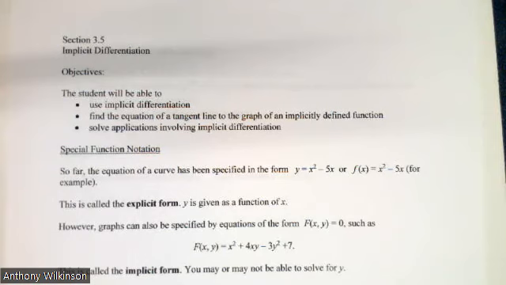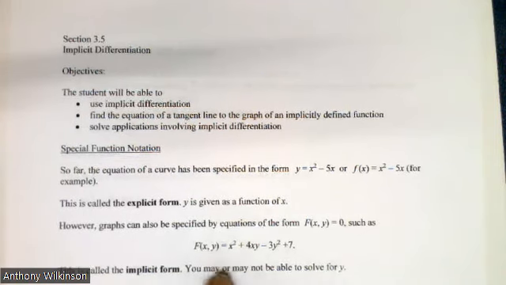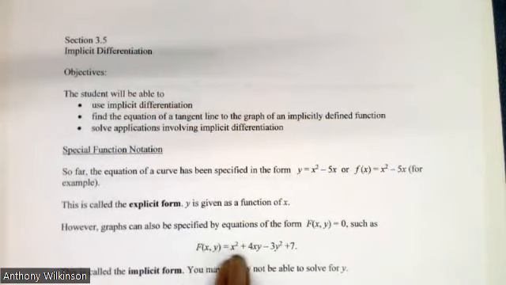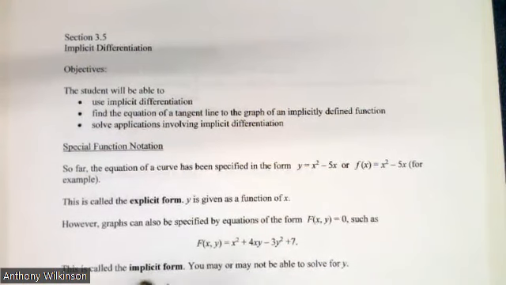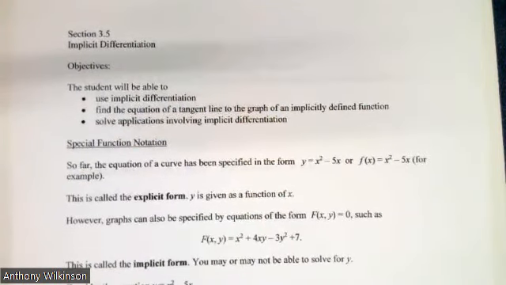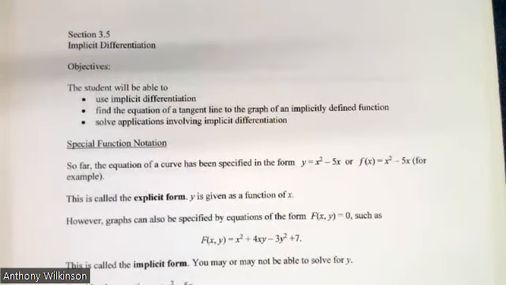However, graphs can also be specified by equations of the form f of x comma y equals 0, such as this one. F of x comma y is equal to x squared plus 4xy minus 3y squared plus 7. We call that the implicit form. So with the implicit form, you may or may not be able to solve that equation for y.